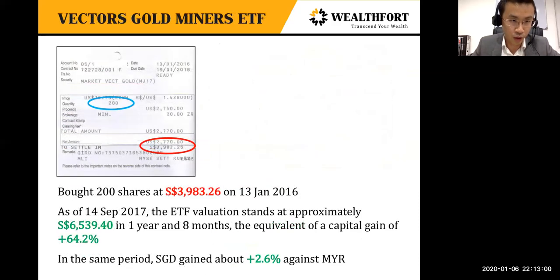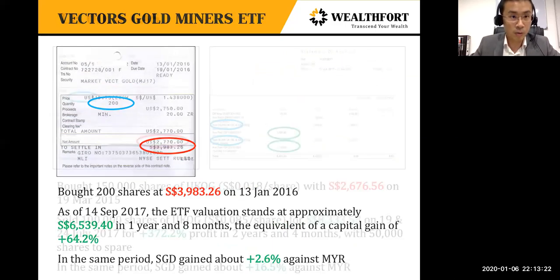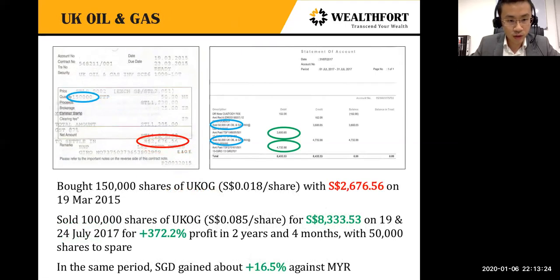So when we also look into the gold miners ETF, we bought 200 shares in January 2016, and then we sold it in September 2017 for a 64% capital gain. At the same time, the Sing dollar also appreciated 2.6% against the Malaysian ringgit. So we haven't even talked about the dividend yield in this case. So we also bought 150,000 shares of UKOG with 2,600 Sing dollars, and then we sold it for 372% profit in 2 years and 4 months with 50,000 shares to spare.